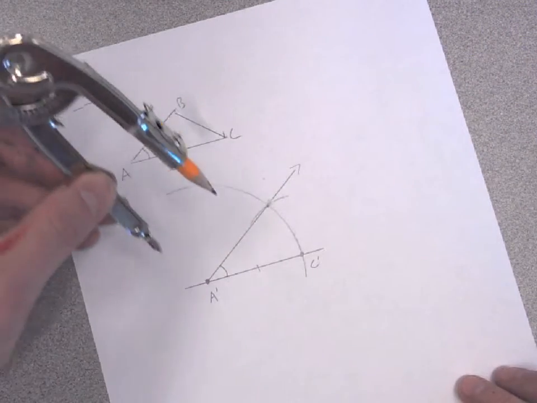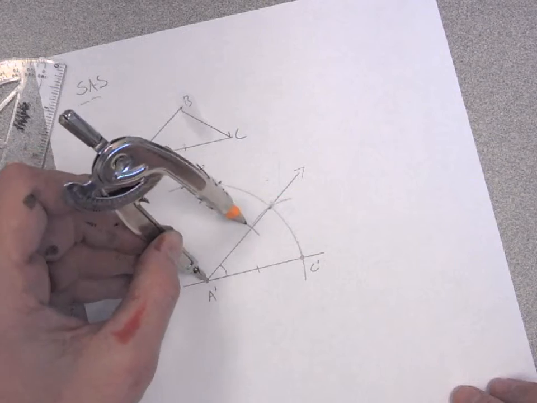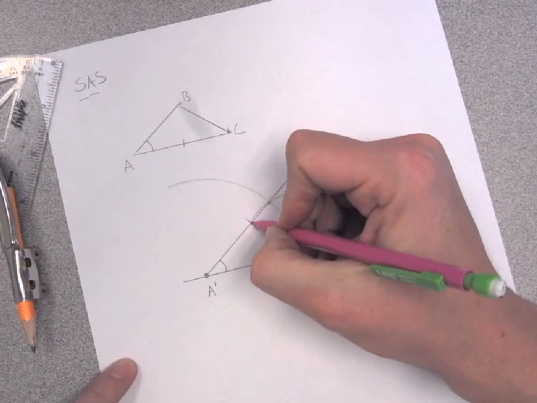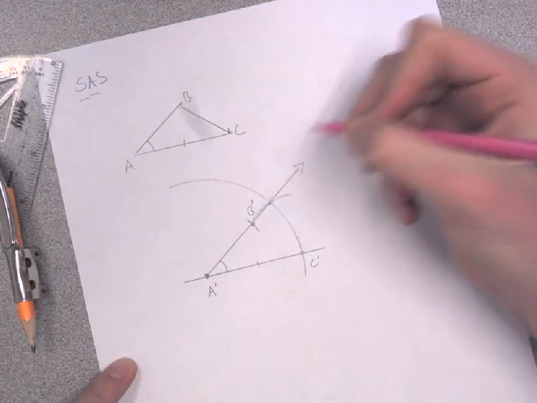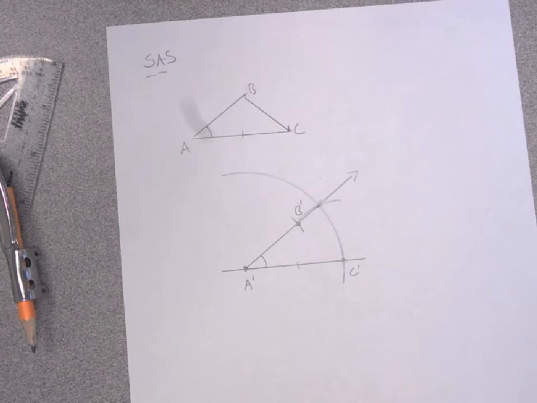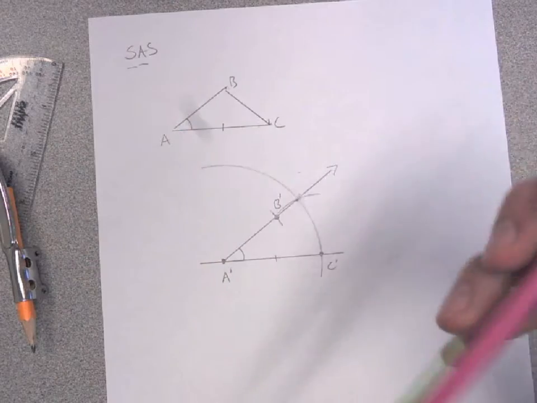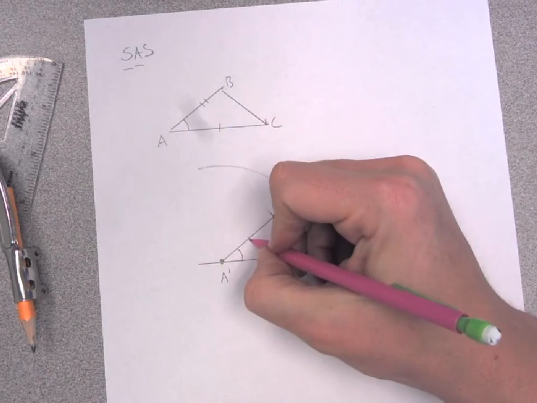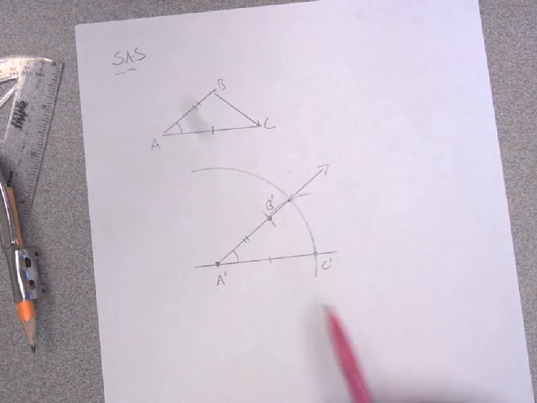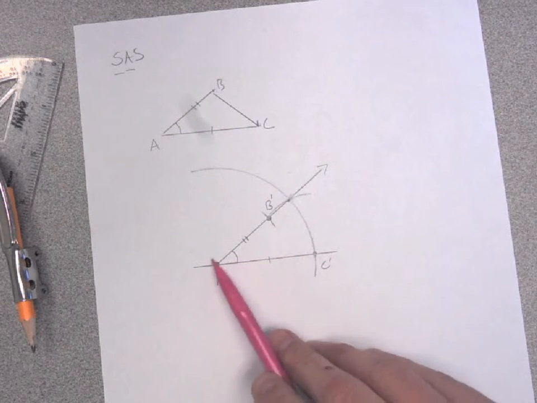I come over here and I duplicate that distance, right? So I'm going to make a little arc there, and there's where my point goes. And now this point here, this is part of my triangle. I'll call that B prime, or the copy of B. All right, so now I have this distance from A to B congruent to this distance from A prime to B prime. So I've copied a side and an angle and a side.